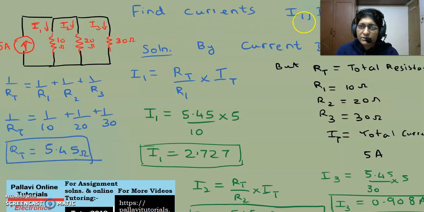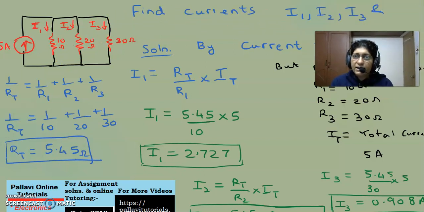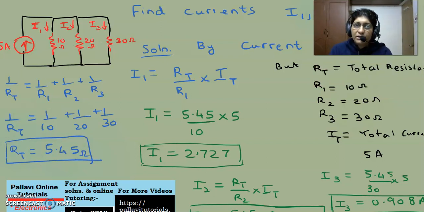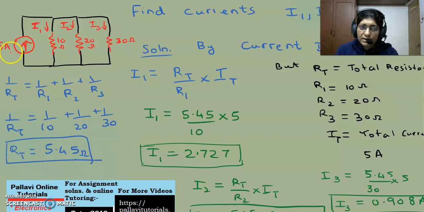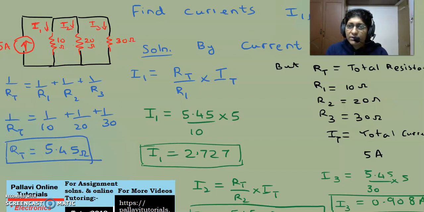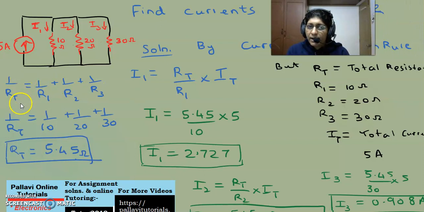To demonstrate this, I will show you one simple problem. Find the currents I1, I2 and I3 by the current division rule. This is a problem where the total current is 5 ampere, from a current source, getting divided into I1, I2, I3 through three resistances of 10 ohm, 20 ohm, 30 ohm. First we find the equivalent resistance: 1 by RT is equal to 1 by 10 plus 1 by 20 plus 1 by 30.